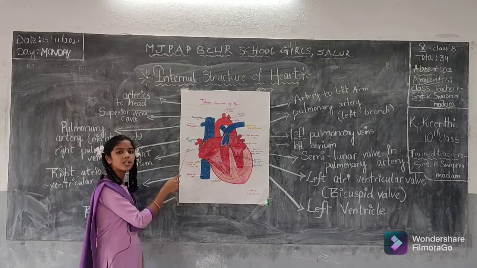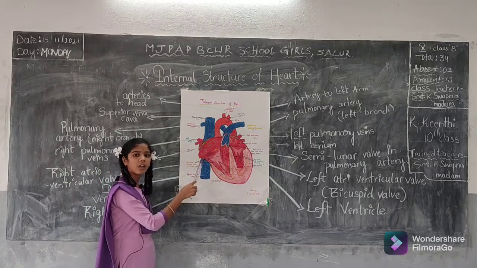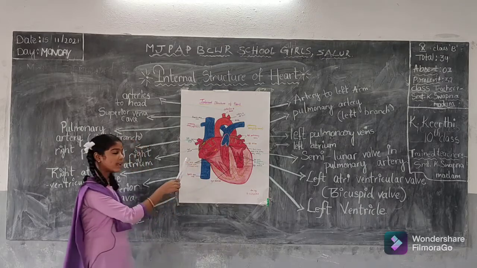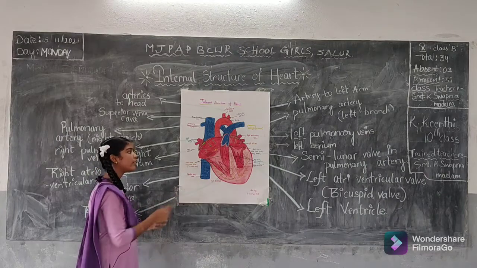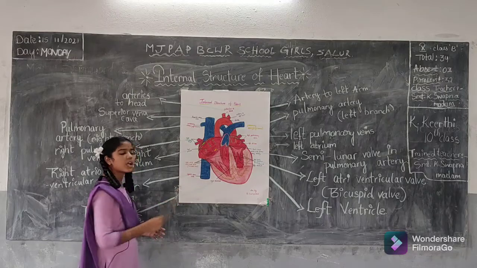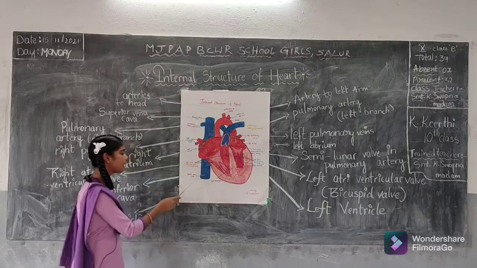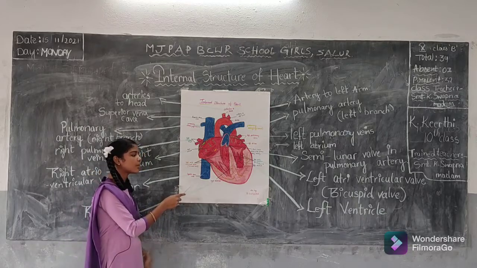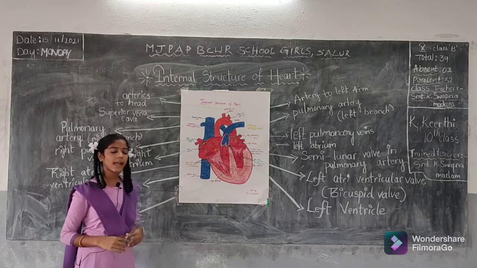And this is the right atrium. It is one of the chambers of the heart. It is located on the right side and the anterior part of the heart. Hence, it is called the right atrium. Next, the right atrioventricular valve. The valve between the right atrium and the ventricle is called the right atrioventricular valve. It is also known as the tricuspid valve. Next, the inferior vena cava. It collects deoxygenated blood from the posterior parts of our body such as the hands and legs.